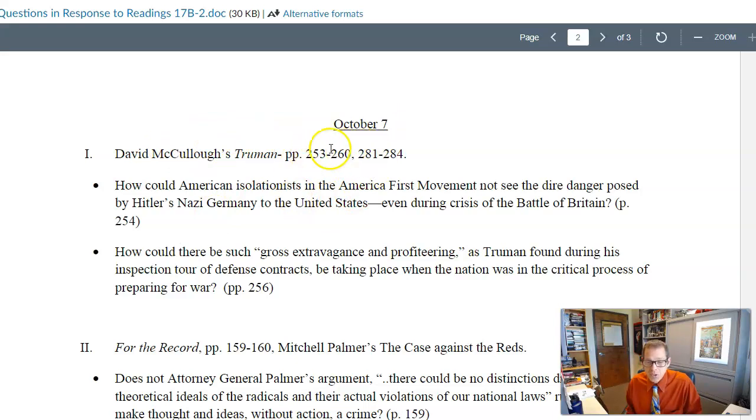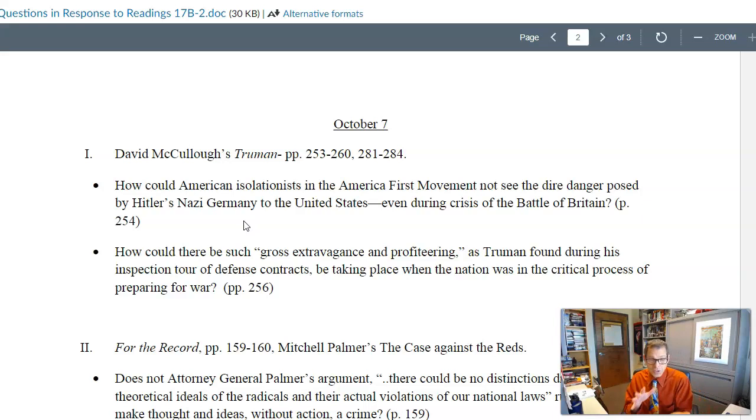You put the page numbers there that are due that day, and then you simply write out 2 questions based on what you just read. Now, the good news is only questions, not answers. So you don't answer these questions. These are genuine questions you actually have. So as you're reading, you're thinking, why would Harry Truman have done this? I don't understand why he took this action. Perfect, write that question out.